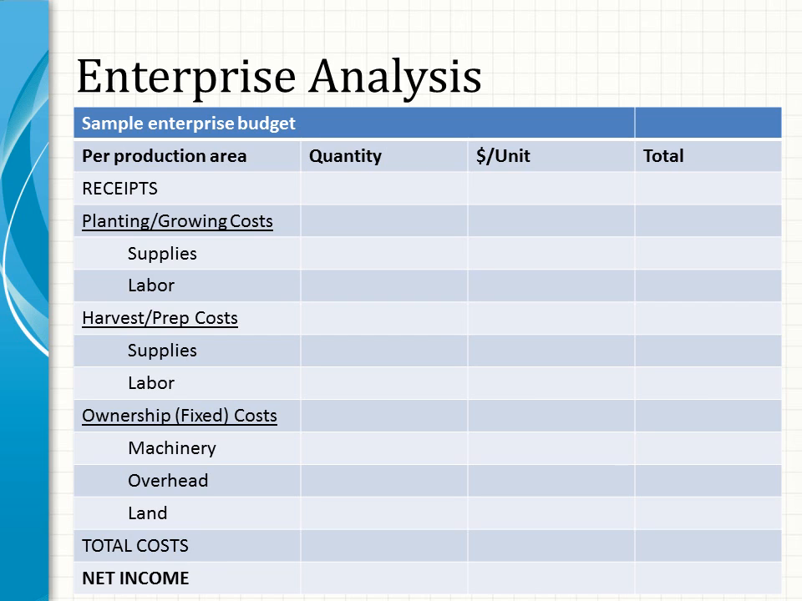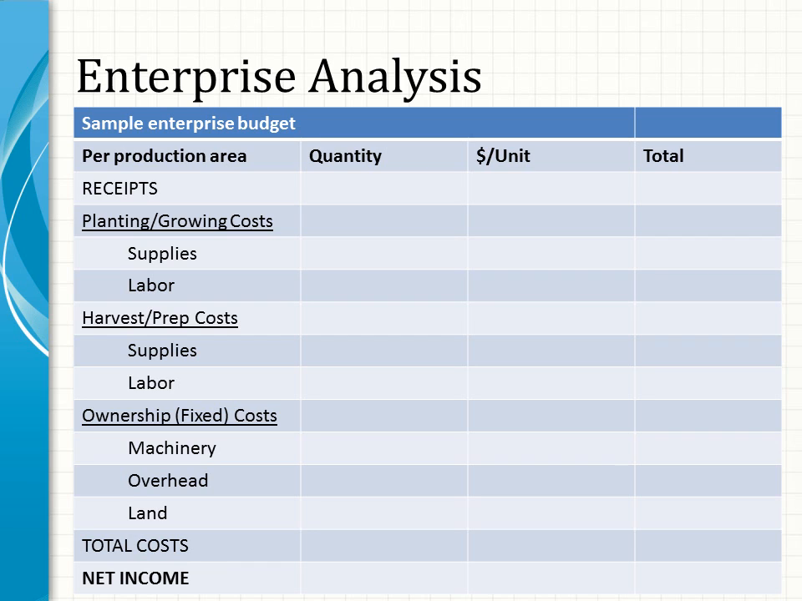Planting and growing costs can be divided into supplies. Think about seeds, fertilizer, row covers, row markers, and labor. For example, bed prep, fertilization, seeding, transplanting, mulching, weeding, etc. Harvest and prep costs are divided up the same way. Think about supplies, like bags or plastic pints, and labor hours used to harvest the crop.